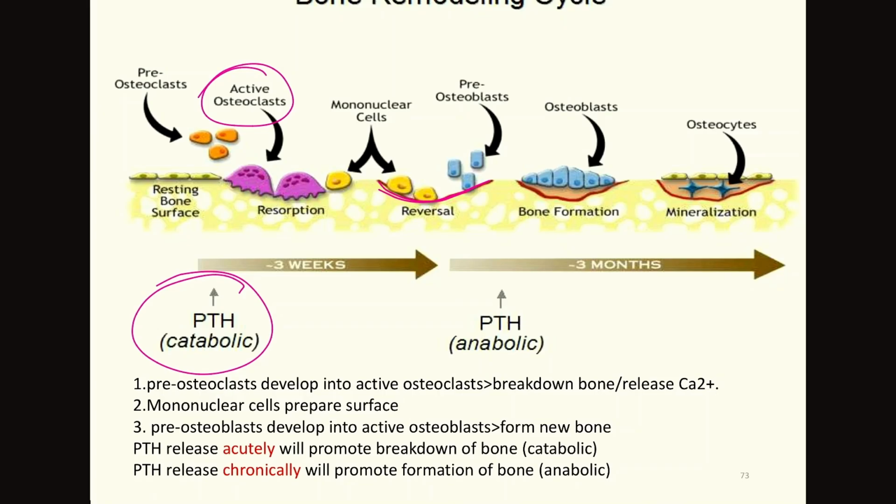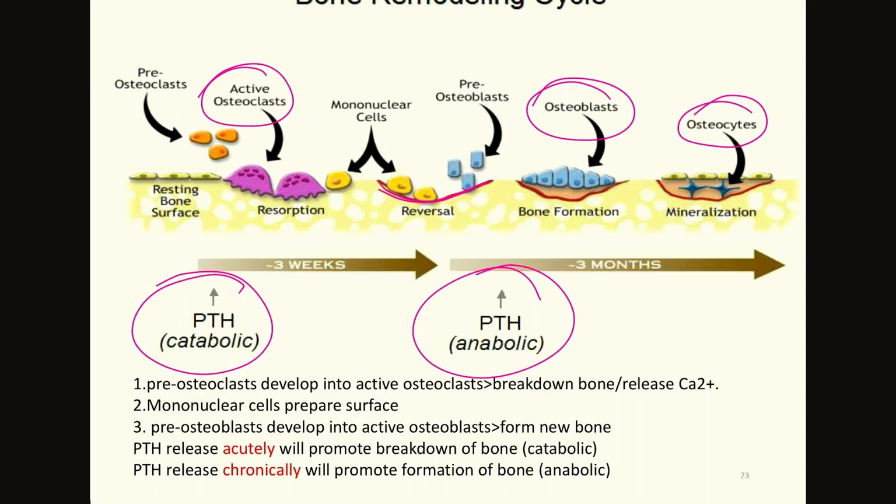But we can't have PTH going on forever because eventually you're going to keep degrading all your bone. So what happens is over time, if you have a chronic release of PTH, it turns into an anabolic cause and it starts to rebuild that bone back, getting your osteoblasts active to remineralize that bone that was degraded. And then eventually you get your osteocytes, which is the mature bone, and now the bone is back to normal.